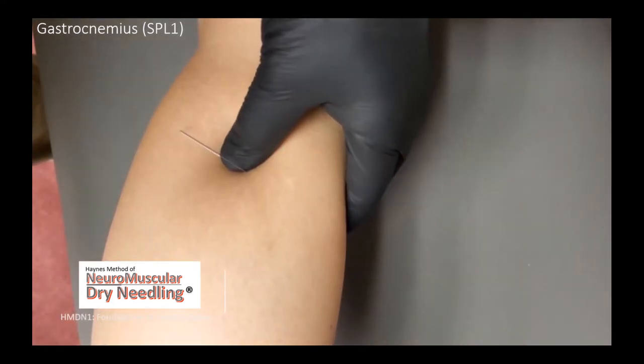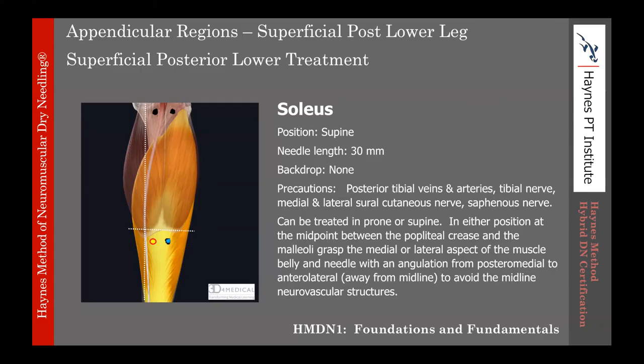So here we're just demonstrating the medial aspect. Easily could also go ahead and needle the lateral as well. Probably not a bad idea to do that. As far as a protocol, I would probably limit myself to the medial simply because we tend to see more dysfunction there on that medial piece. For the soleus, again, we're going to use a midpoint between the popliteal crease and the calcaneus, and we will come and needle both lateral and medial to that as well.